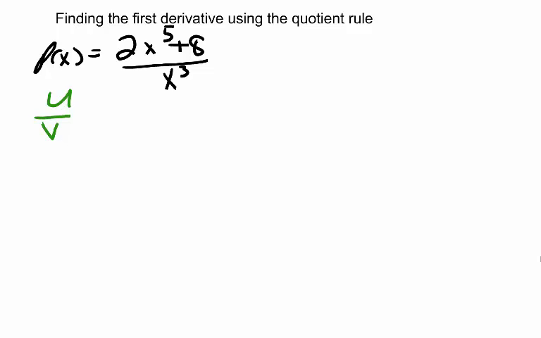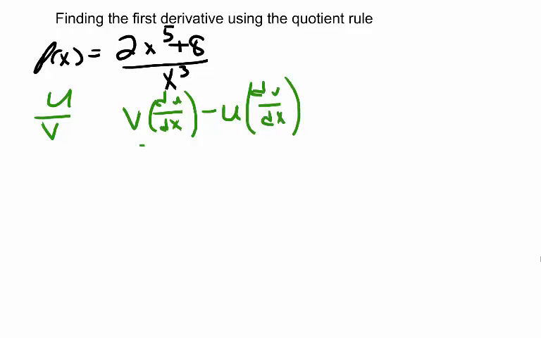The quotient rule tells us to take v times the derivative of u, minus u times the derivative of v, all divided by v squared.